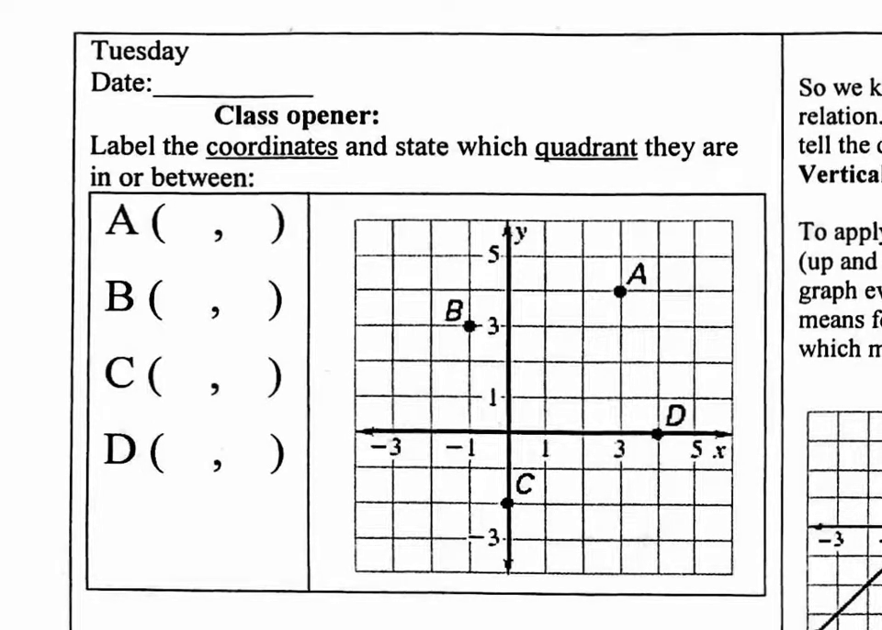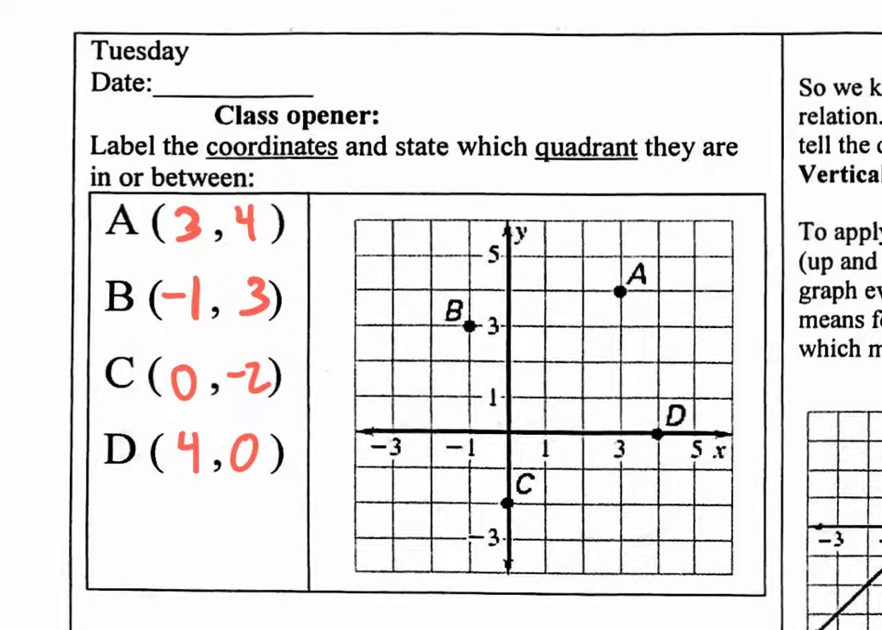So please do this class opener as quickly as possible. Remember, the x-axis is the horizontal axis, the y points to the sky. These coordinates right here are ordered pairs. You want your x first, your y second. So we have our coordinates listed right here.